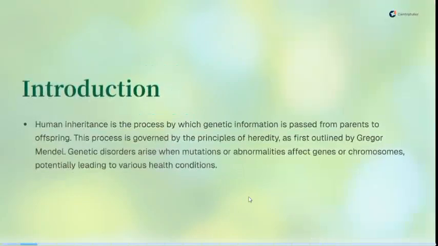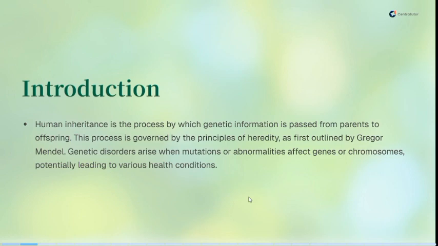So first off, we'll start with an introduction that tries to define human inheritance. Human inheritance is a process by which genetic information is passed from parents to offspring. This process is governed by the principle of heredity as first outlined by Gregor Mendel. In our previous lesson, we talked about Gregor Mendel and his laws, where we mentioned the law of independent assortment of genes and also the law of segregation. Human inheritance is like a continuation of that lesson, and it talks about how genetic information is passed from parents to offspring.